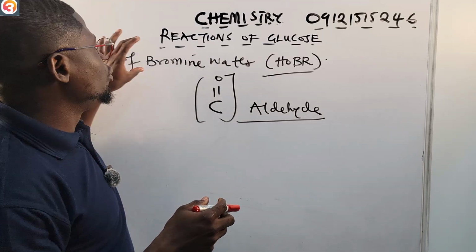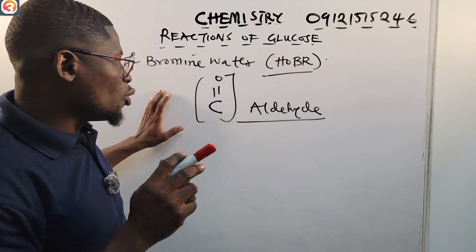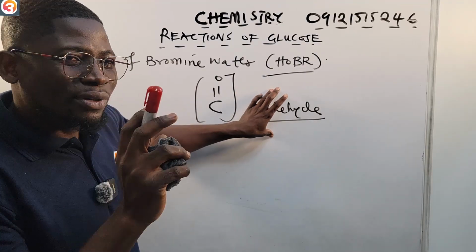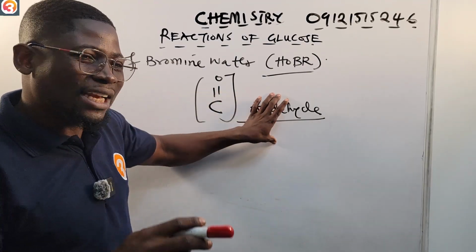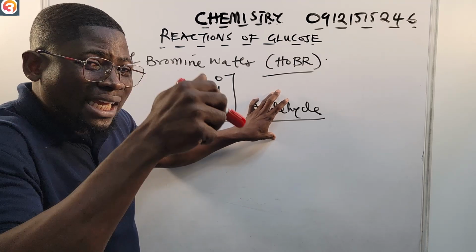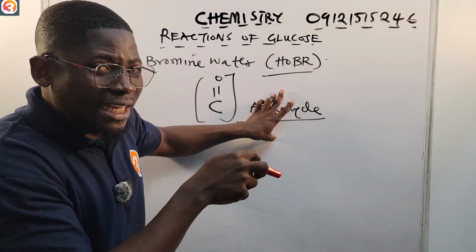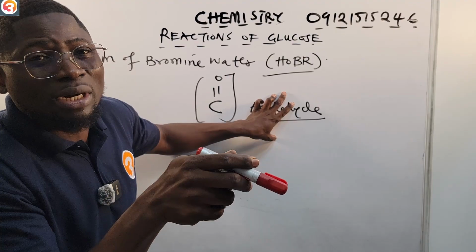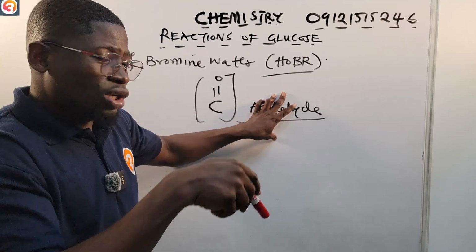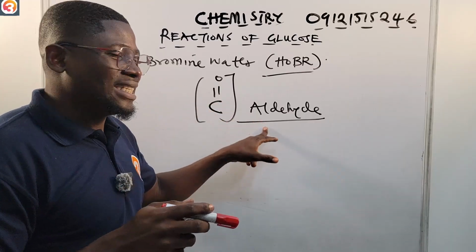So the action of bromine water on glucose confirms to us that the carbonyl group that is present is an aldehyde. So this specific reaction will tell you that it's an aldehyde that is here. Glucose has an aldehyde functional group. So it's not fructose, it's glucose. So it confirms that the carbonyl group that is present is an aldehyde.